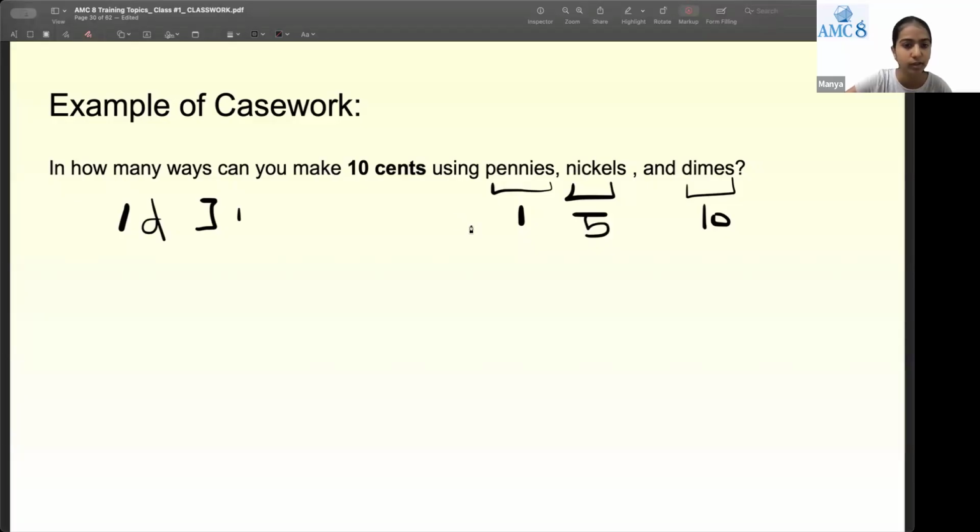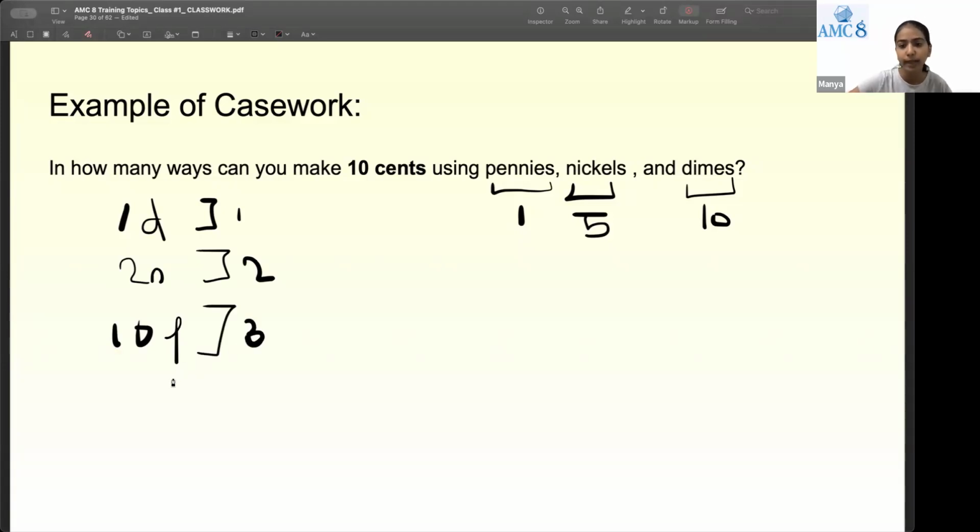You could use 2 nickels. That's another way, because we know that 2 times 5 is equal to 10. Or we can just use all pennies, maybe 10 pennies. And that would be case 3.